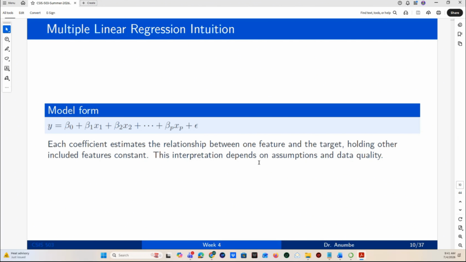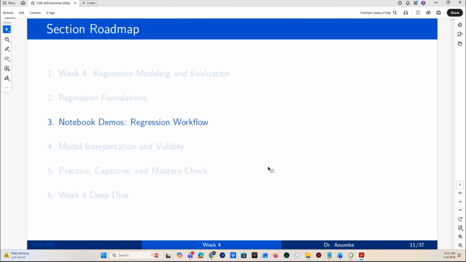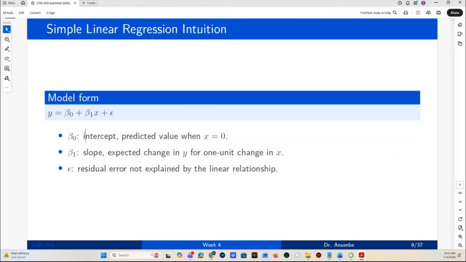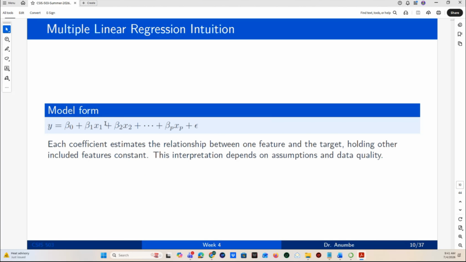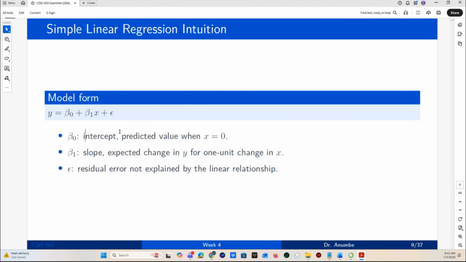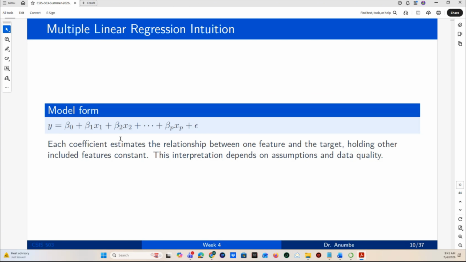Then sometimes we have multilinear regression models. That's where you have one target, but you have multiple features. In the simple linear regression, you had just one feature, X. But here you have multiple features, so you have X1, X2, up to Xp.